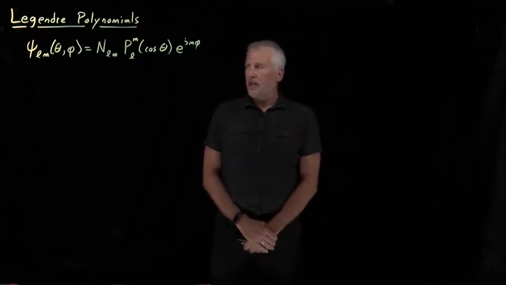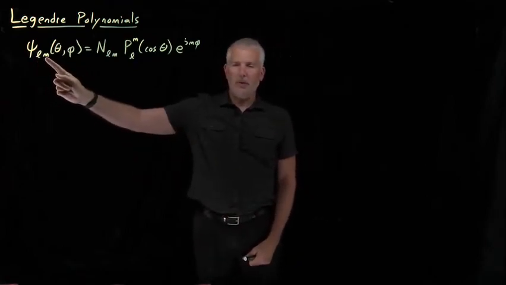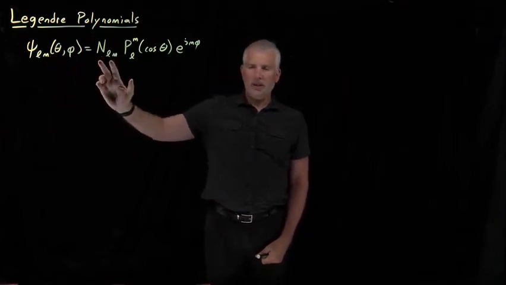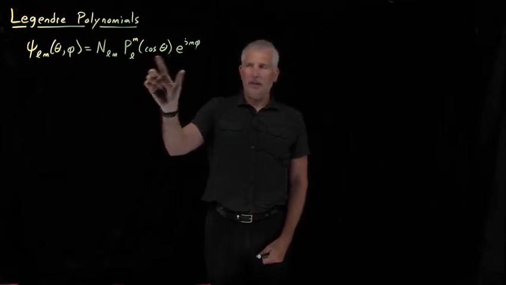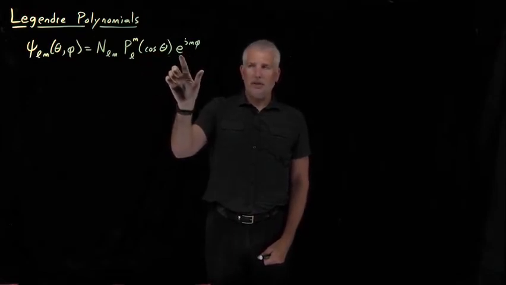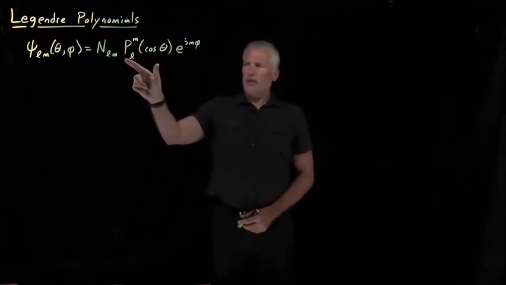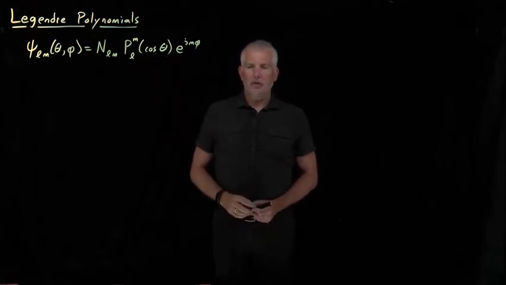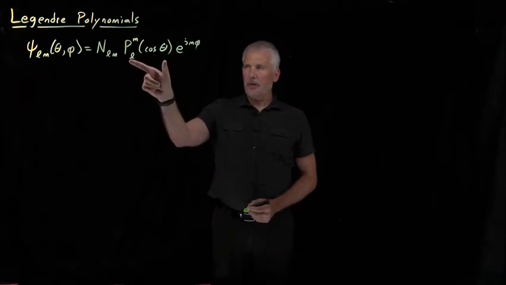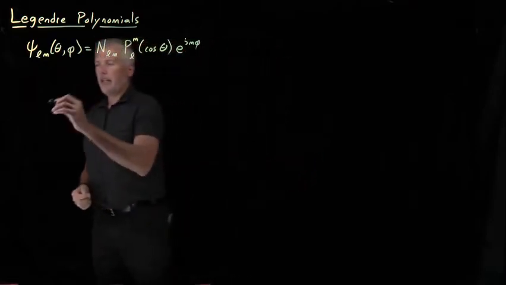So we've seen that the rigid rotor wave functions, which can be identified by a pair of quantum numbers, the angular momentum quantum number and the magnetic quantum number, can be written as a normalization constant, some polynomial dependence on trigonometric functions of theta, multiplied by this complex term e to the i m phi. So this polynomial dependence on a trigonometric function of theta deserves a little more attention. And there is a recipe for how to calculate exactly what that polynomial function looks like. And that's what we'll talk about now.